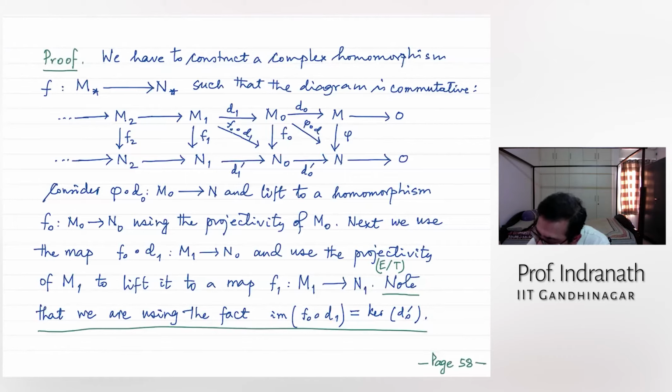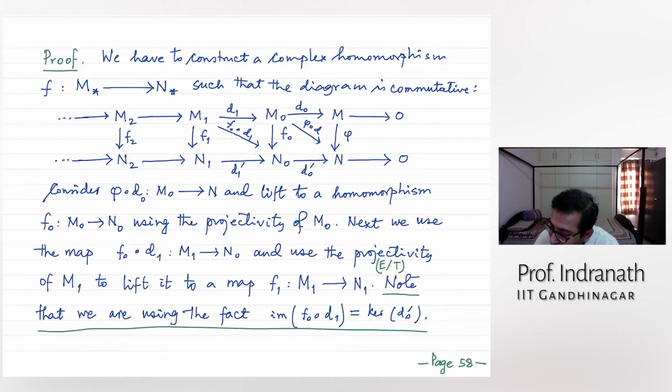Okay, so you should be doing it. Here, consider this map. This is a projective module, so you can lift it to a homomorphism from M0 to N0, using the projectivity of M0, and here you have the desired map. The only thing you have to check is the commutativity of the diagram and so forth. And next, we use the map F circle D1, and use the projectivity of M1. If you don't understand, please stop me, because that will be the easiest way to understand whether you are able to follow or not, because I hope this picture is clear.